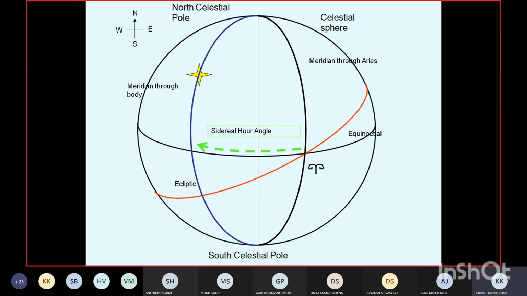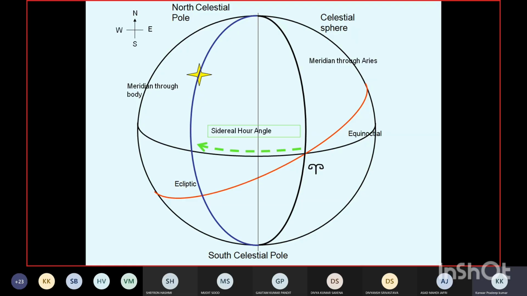But for the time being, if we had given GHA for every star, how many navigable stars are given in the almanac that we use for navigation? 57. So imagine if GHA for 57 stars were also given, how bulky and how big the almanac would become. It would be very difficult to use. So we give SHA for the star. So this is the sidereal hour angle.